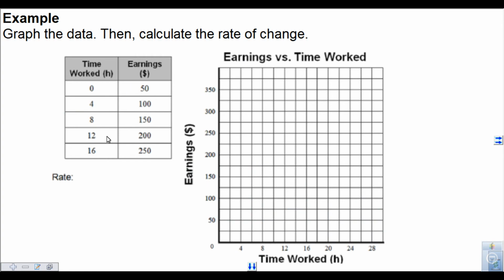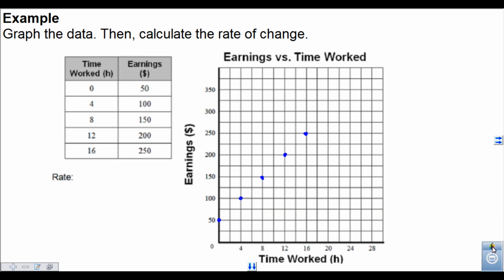So we're going to graph the data from the table, and then we're going to calculate the rate of change. So this data involves time worked and earnings. At 0 hours, this person earns $50. After 4 hours, they've earned $100. After 8 hours, they've earned $150. After 12, they earned $200. And after 16 hours, they made $250.